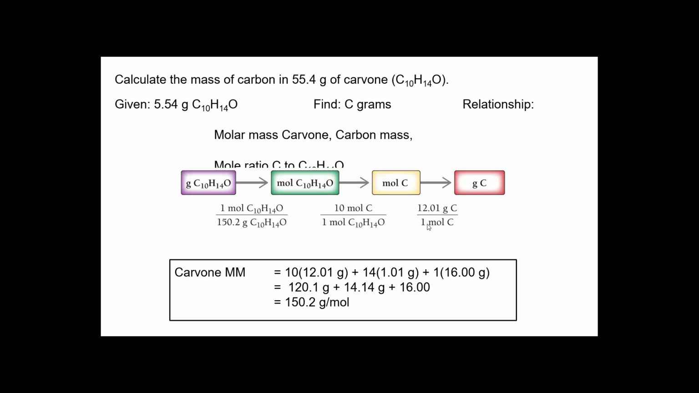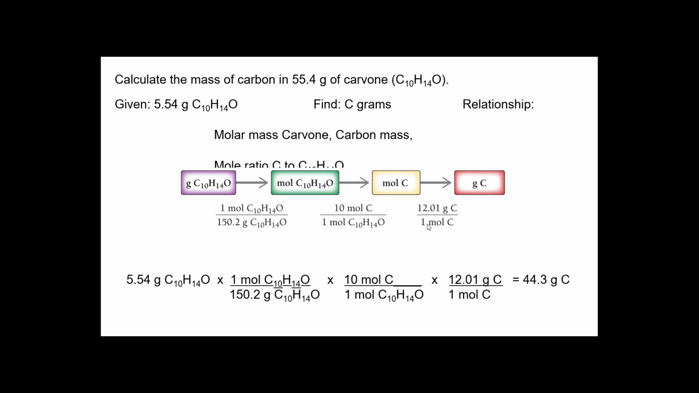And then once we get to the moles of carbon, we can use the molar mass of carbon. So we have 5.54 grams, and with the 5.54 grams, we use the molar mass. That cancels out the mass and gets us to moles. Now we're in moles of the compound. We want to get to moles of carbon, which we do. And now when we get to moles of carbon, we can use the molar mass of carbon, and this gives us 44.3 grams of carbon.